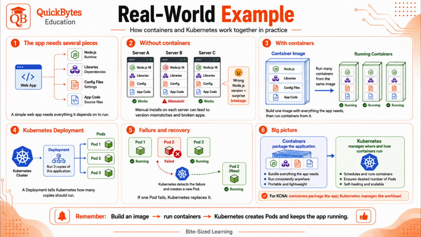In Kubernetes, you could create a deployment that tells Kubernetes, run 3 copies of this application. Kubernetes then runs pods, and those pods run containers based on the image. If one pod fails, Kubernetes can replace it. That is where containers and Kubernetes work together. Containers package the application. Kubernetes manages where and how those containers run.